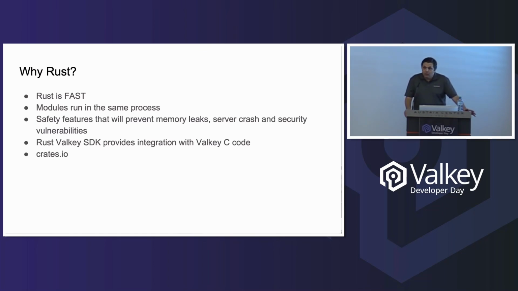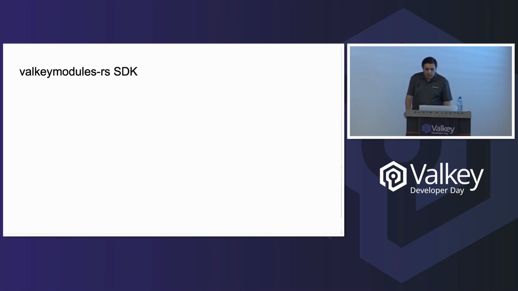Crates has a ton of different libraries, and there's a nice tool called Cargo that comes with Rust that really allows you to very easily add new dependencies, use them for testing, and use them to build. So really nice developer experience and boosts your productivity. So let's jump into this SDK.